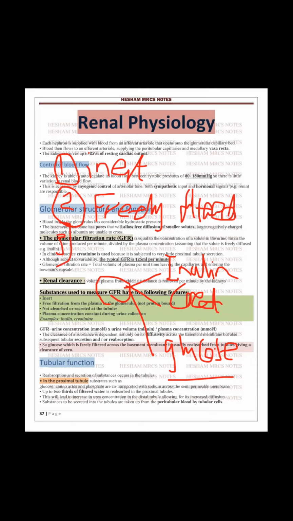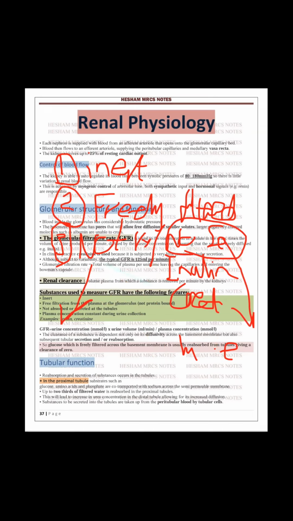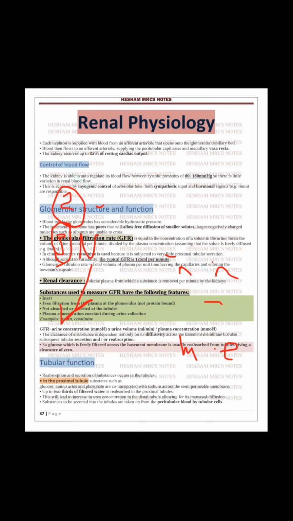After it, it should be not reabsorbed and not secreted. To measure the GFR, this substance should not be reabsorbed, meaning that it is not reduced in volume. And not secreted or excreted, meaning that it will not increase in volume. So the substance should be inert, freely filtered, not reabsorbed, and not secreted. Secreted means excreted. This substance is used to measure the GFR.